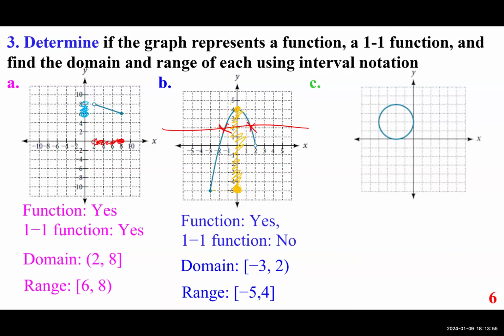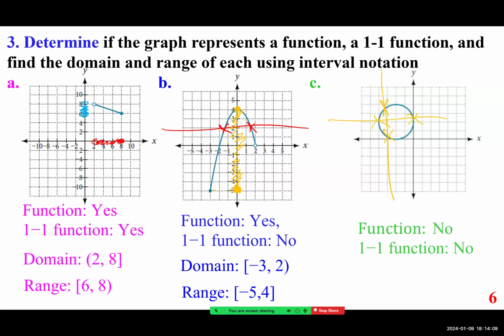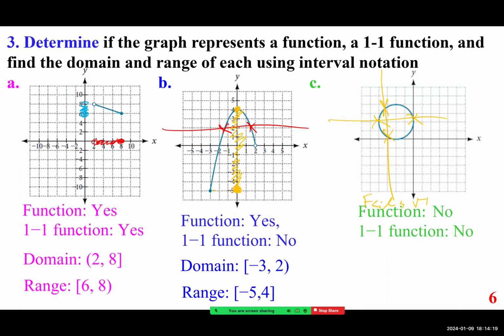Part C, is this a function? No. It fails the VLT. Is it a one-to-one function? No. It fails the HLT. So this one fails the vertical line test, VLT. This one fails the HLT, or horizontal line test.